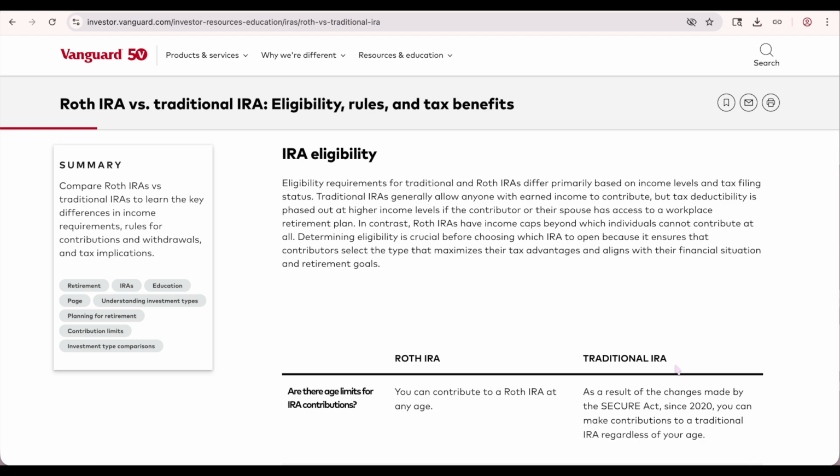And then also RMDs start at a required age, and that's just simply because rules change. So RMD age rules and timing matter. That's essentially the main things to keep in mind.